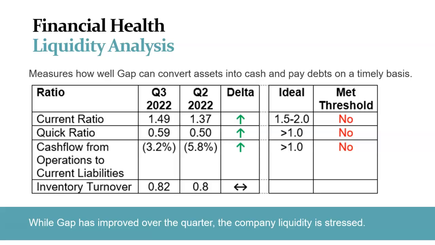A final ratio is the inventory turnover ratio, which demonstrates how quickly inventory can be sold and converted into real money to pay off debt. It is better to have a large number in this category. GAP remained relatively flat for the quarter, and while there is no guidance for ideal threshold, GAP's numbers fall below peer companies.